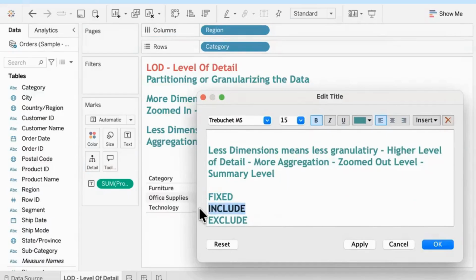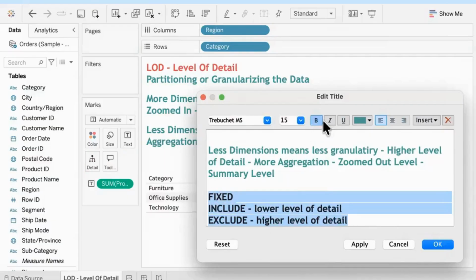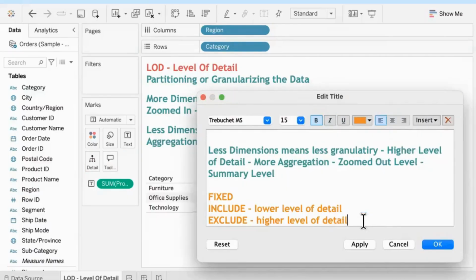Now, include means along with the dimensions in the graph, you're going to include more dimensions in the formula, potentially resulting in a calculation that is at a lower level of detail. Compared to the graph, it will be at a lower level of detail. Exclude means from the dimensions used to create the chart, there are certain dimensions that you could subtract, exclude or ignore, potentially leading to a higher level of detail calculation. Even if you have not understood this part, it's okay. In this video, our focus is just to understand the concept of LOD.